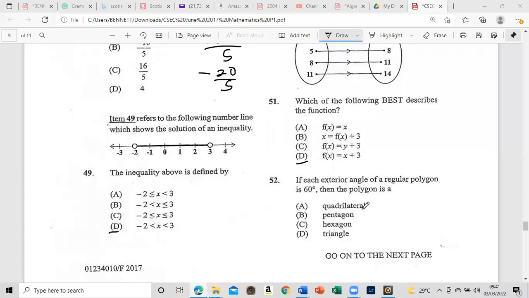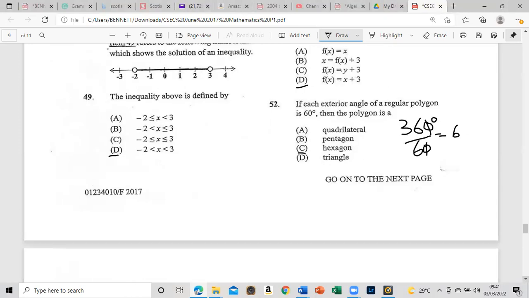Each exterior angle of a regular polygon is 60 degrees, then the polygon is a... So guys, we divide 360 by 60 to get the number of sides, because remember, the total must be 360. So 360 divided by 60 is 6. So that's a 6-sided figure. So that's C, a hexagon. Hexagon of 6 sides, right?